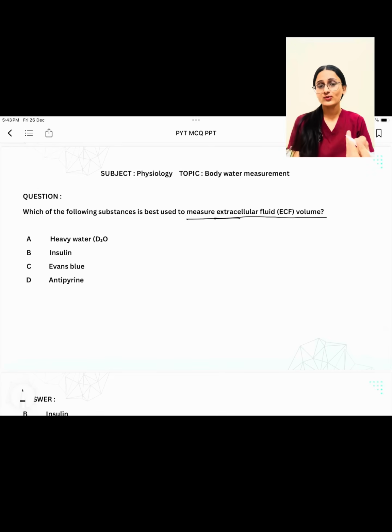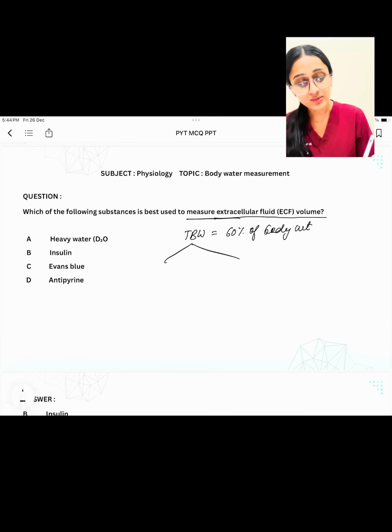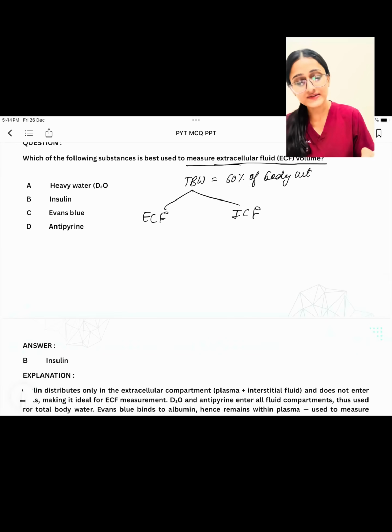So first of all, we should know what is ECF. This is a very basic physiology question. Whenever we start reading physiology, the first topic they will teach us is this topic. What is body fluid? Basic. So let's just revise this basic body fluid physiology once. We all know that total body water is 60% of body weight, and total body water comprises ECF and ICF. So that 60%, how is it made? Basically ICF is 40% and ECF is 20%.